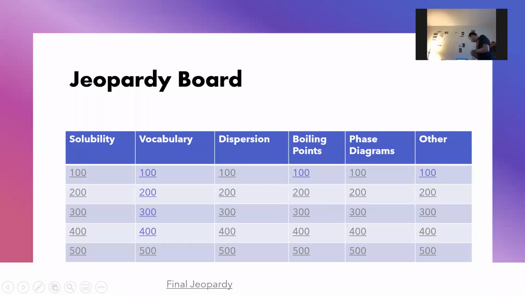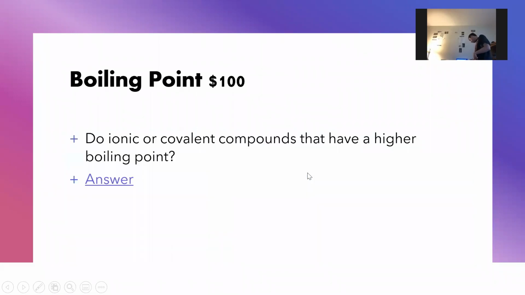Back to the board. Boiling points for 1. Do ionic or covalent compounds have a higher boiling point? Ketchup: Ionic, because they're stronger. Good. Ionic compounds are stronger. They have higher boiling points.